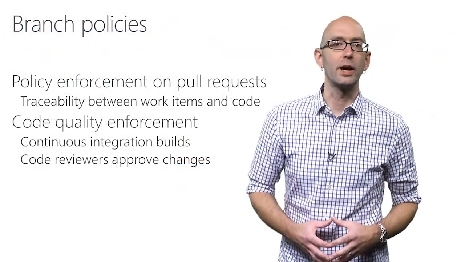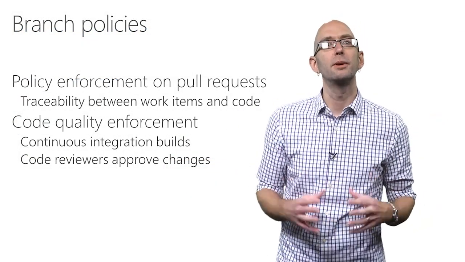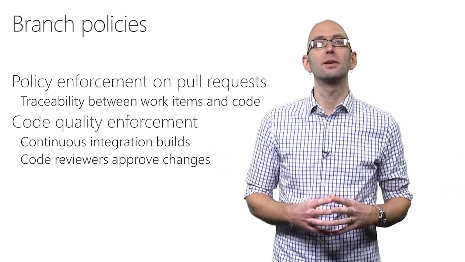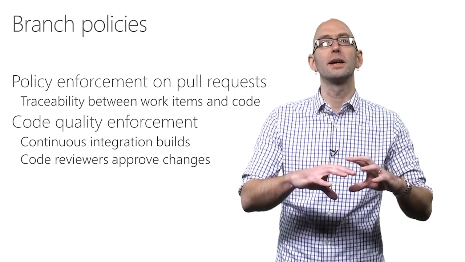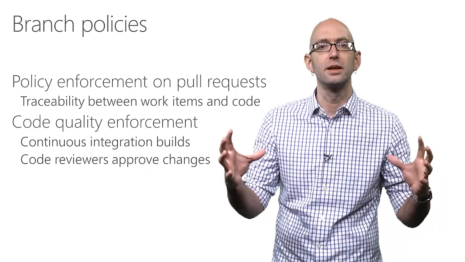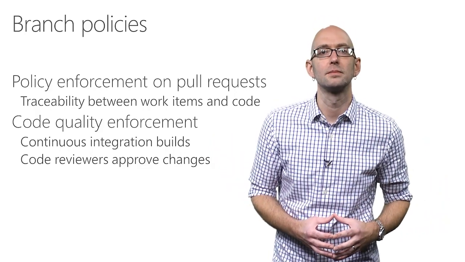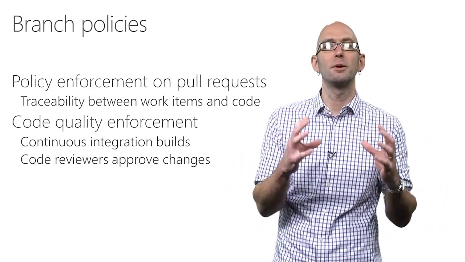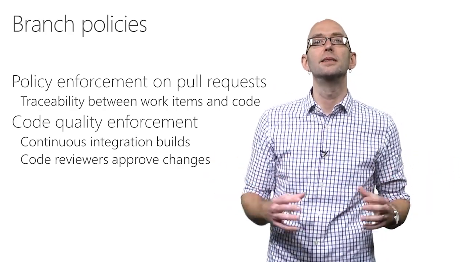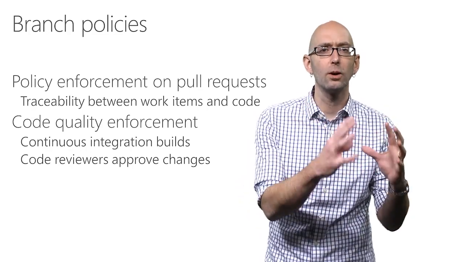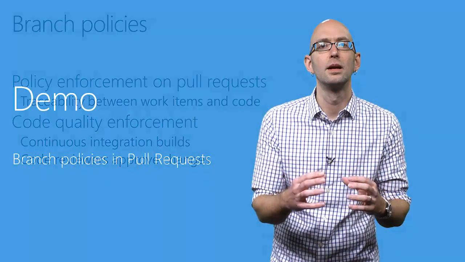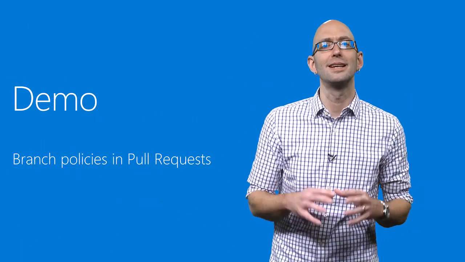So pull requests are great for letting your team review your code. But again, computers are supposed to make our lives easier. And pull requests can enable a lot of automation around work that can be done by Visual Studio Team Services. This automation suite is called branch policies. Branch policies examine pull requests to ensure that best practices are met. For example, that there's traceability between work items and your code, and that code quality remains high. Let's take a look at some of these branch policies in action.